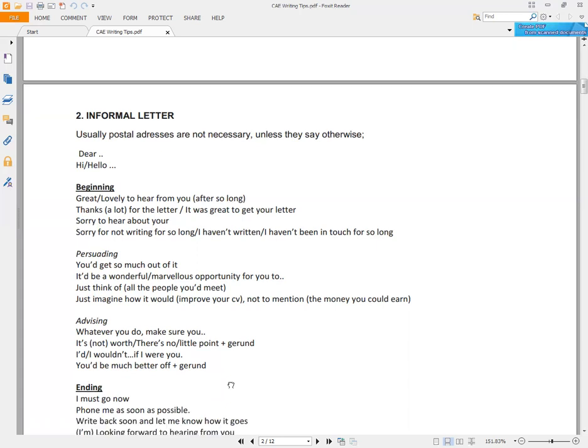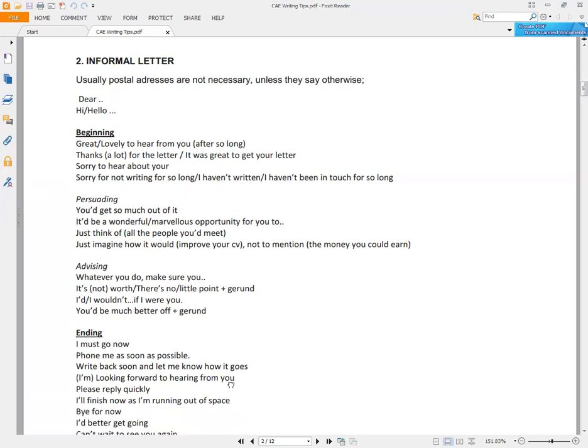Ways to advise: Whatever you do, make sure you... 'Worth' and notice that what comes after worth must be a noun or a verb in -ing. There is little point plus a noun or -ing. I wouldn't if I were you. You'd be much better off must be followed with a gerund, or a verb in -ing.